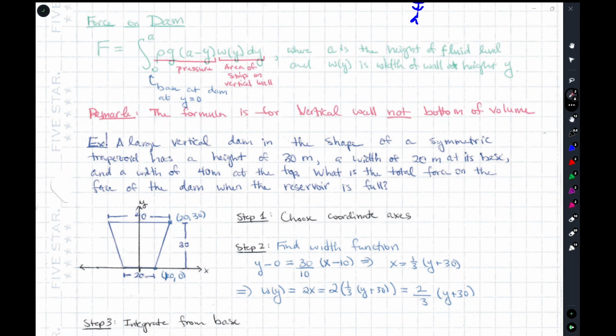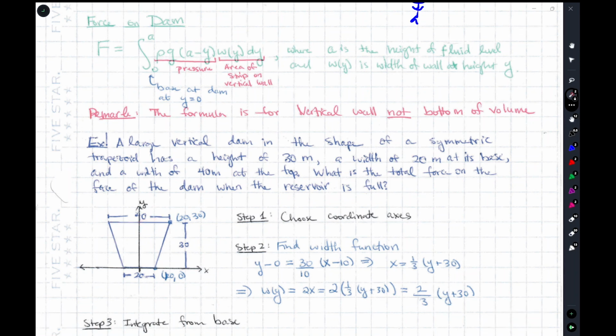So here we have the problem: a large vertical wall dam in the shape of a symmetric trapezoid, so this right here, has a height of 30 meters, a width of 20 meters at its base, and a width of 40 meters at the top. What is the total force on the face of the dam when the reservoir is full? So it's all the way full.